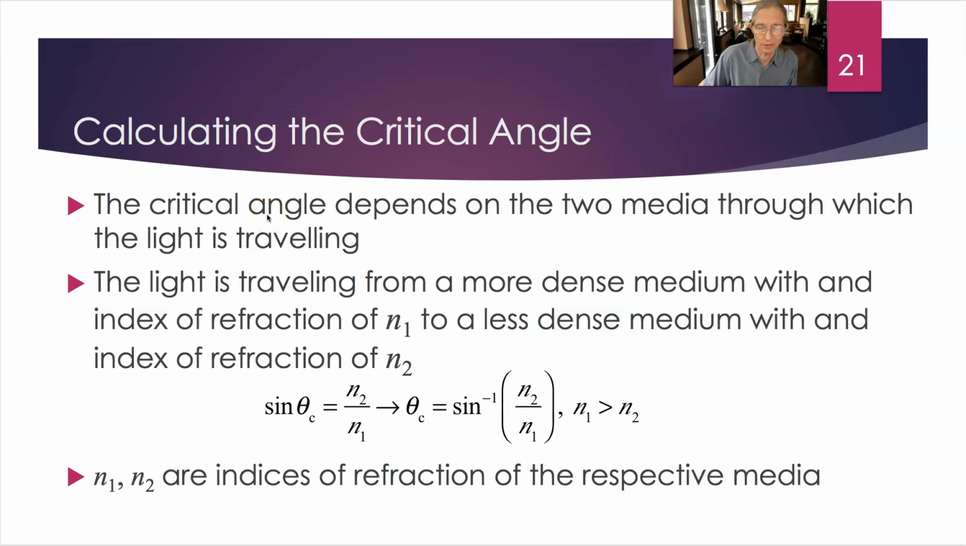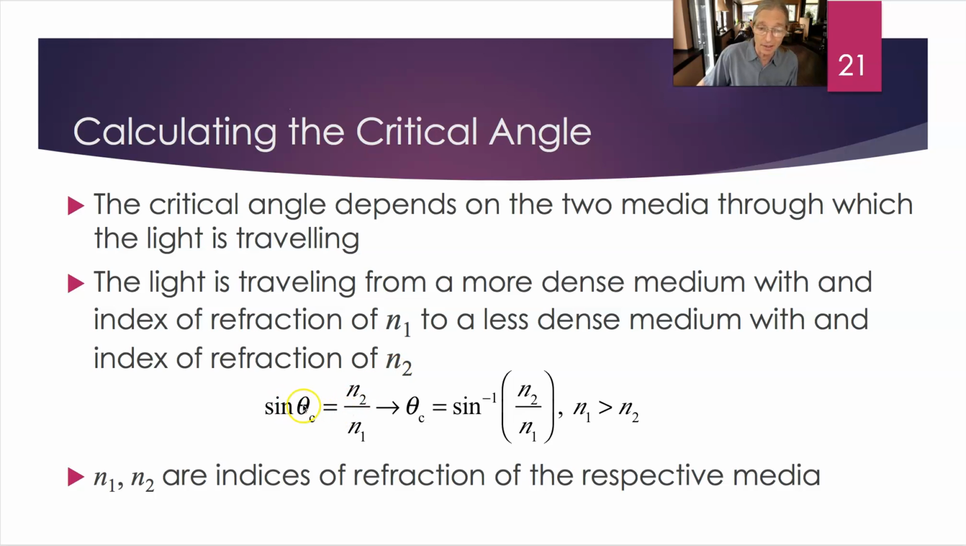So total internal reflection occurs only when light is traveling from a more dense medium to a less dense medium. And we can calculate that critical angle, and it depends on the indices of refraction for both media through which the light is traveling. So we take N1 to be the index of refraction for the more dense medium, and because we're traveling from 1 to 2, we take N2 to be the index of refraction for the less dense medium.